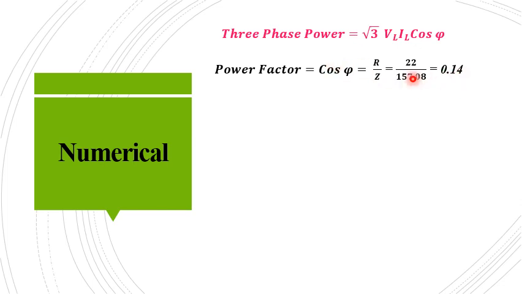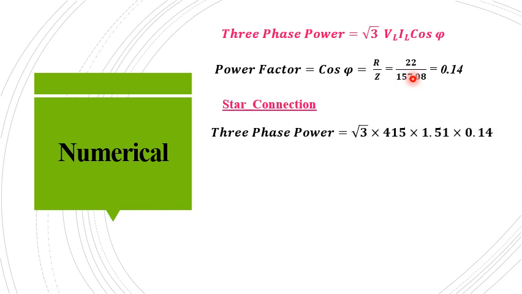Substituting for R and Z, we will be getting the power factor as 0.14. Now the power in star connection, that is three-phase power, will be equal to root 3 VL IL cos phi. But in the star connection, VL is equal to 415 volt and IL is equal to 1.51 amperes. Substituting, we will be getting three-phase power as 152 watt.